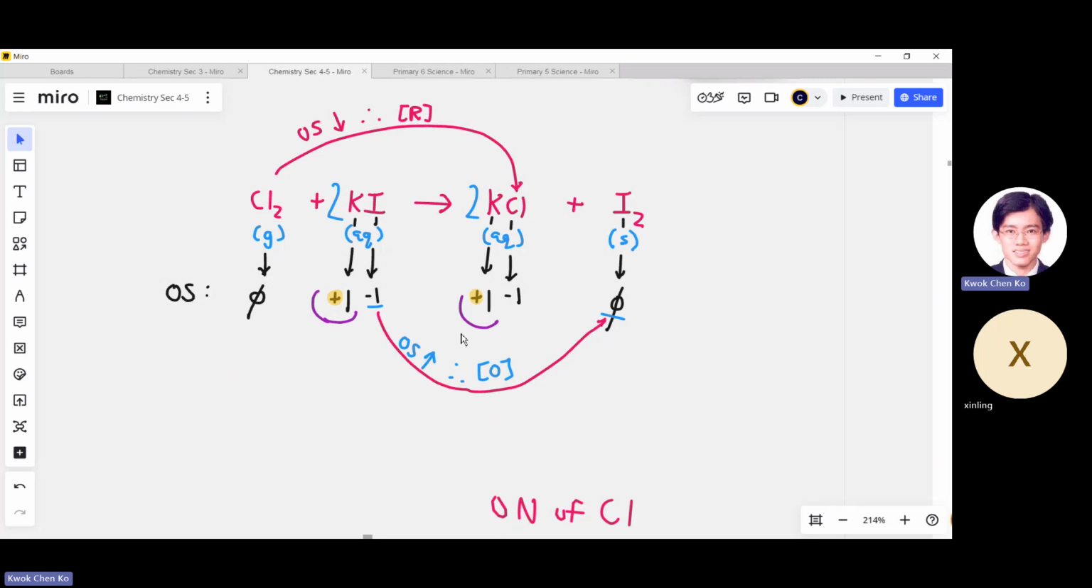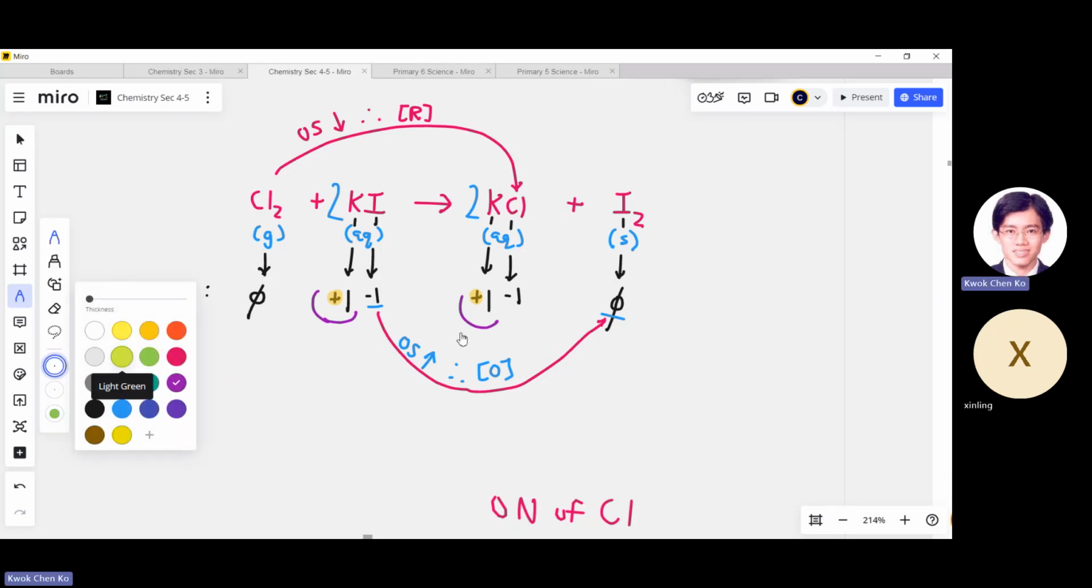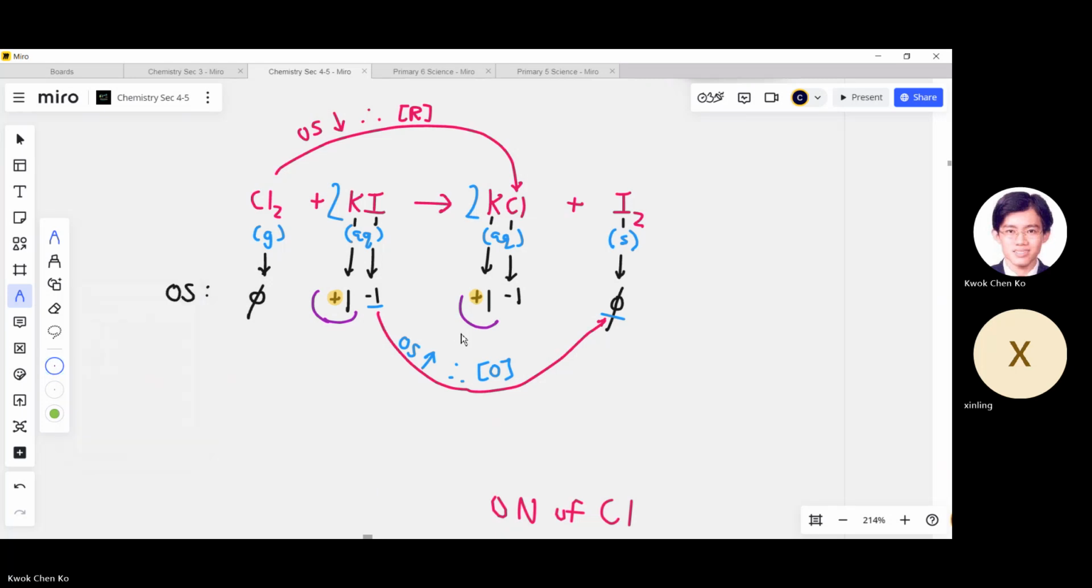Okay. Next question. Xing, who is the oxidizing agent? Oh, chlorine. Okay. Actually, it's the same answer as before. Chlorine is the oxidizing agent. KI is the reducing agent.